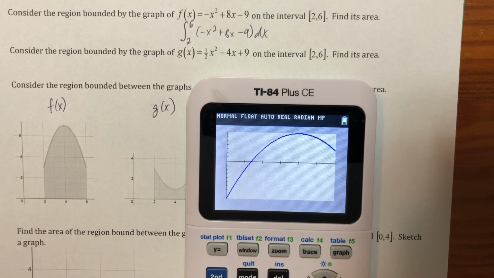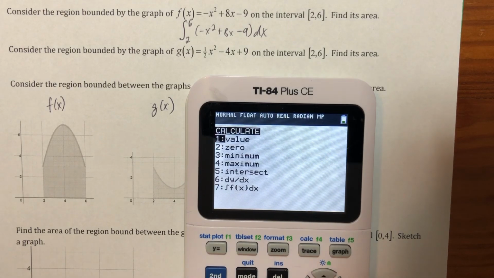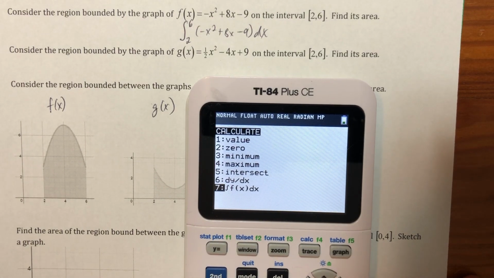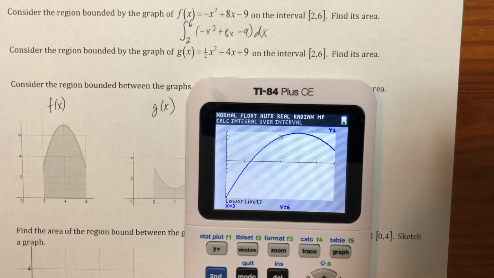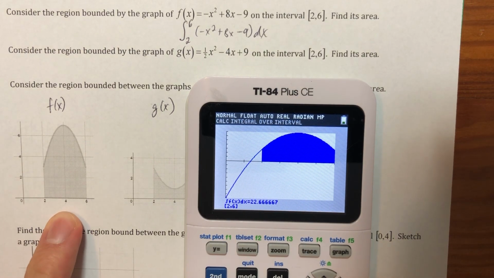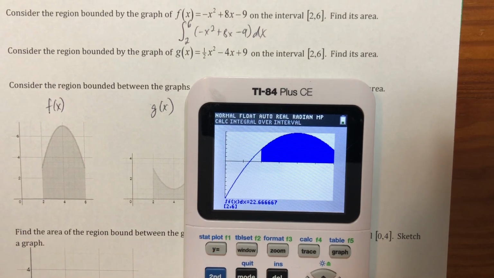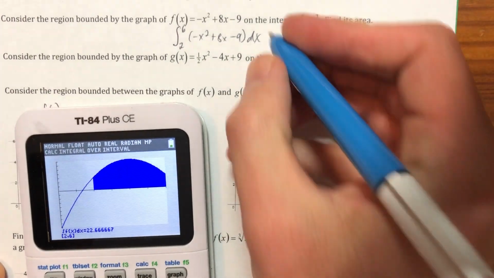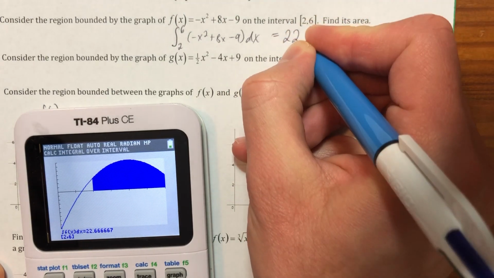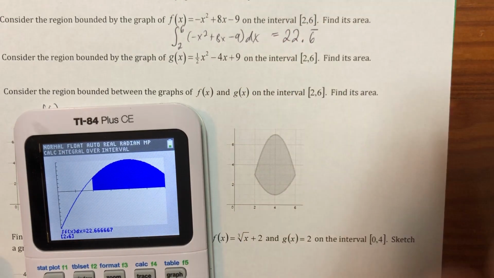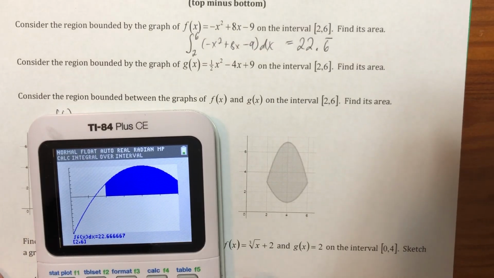And then we want to find the area between 2 and 6. So we press second calc, and we can see the integral. The lower limit is 2. The upper limit is 6. And it has shaded it in. It is exactly what we see here, again just scaled differently. And the answer is 22.666666666. So it is 22.6 repeating, that is 22 1/3. I'll just leave it as a decimal for now.